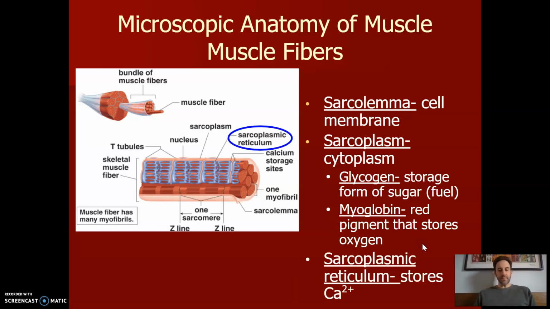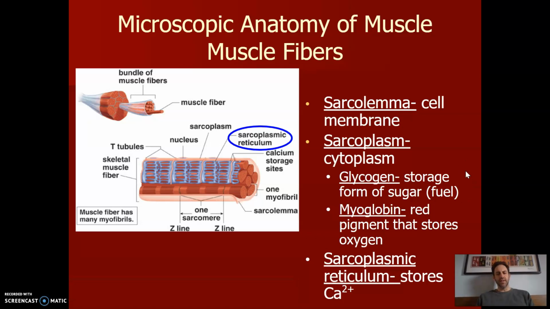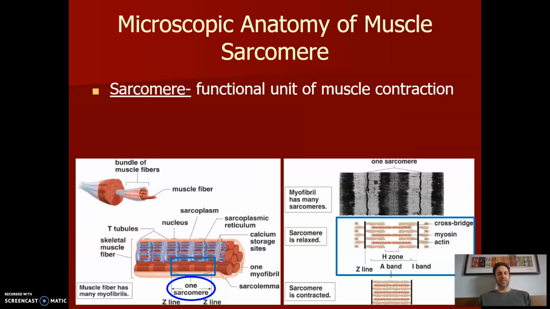There's another structure called the sarcoplasmic reticulum. That's this bluish stuff here, and that's a fancy word for the endoplasmic reticulum, which may ring a bell from biology last year. All you really need to know about this structure is that it stores calcium ions, and calcium is going to pop up here and there, so calcium's significant. Just plant that seed. Calcium is in the mix, and it's going to be doing some stuff. So that's in the sarcoplasmic reticulum.